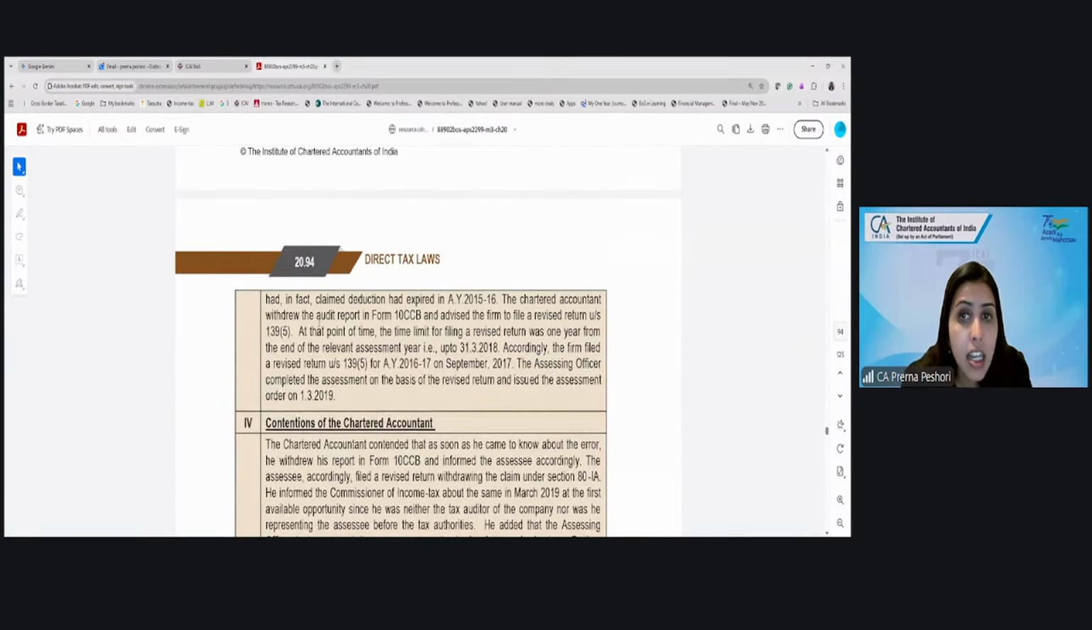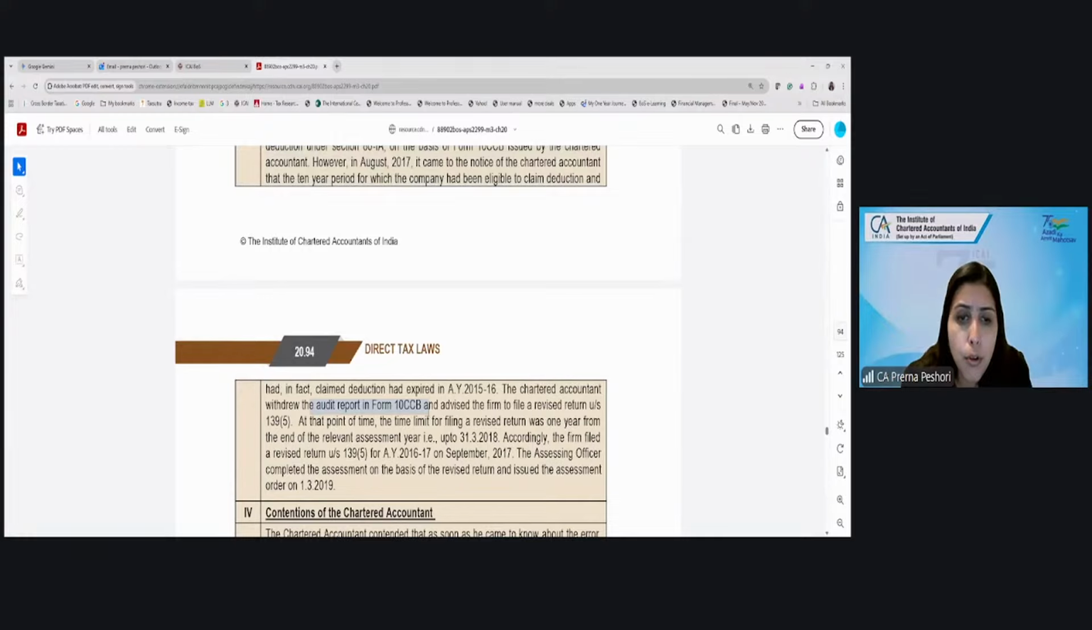The CA withdrew the audit report in Form 10CCB and advised the firm to file a revised return under 139(5). At that point of time, the time limit for filing a revised return was 1 year from the end of the relevant assessment year, that is up till 31st March 18. The firm filed the revised return in September 17. The AO completed the assessment on the basis of the revised return and issued the assessment order on 1st March 2019.